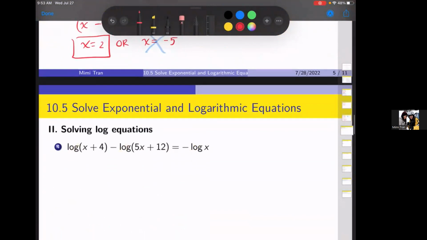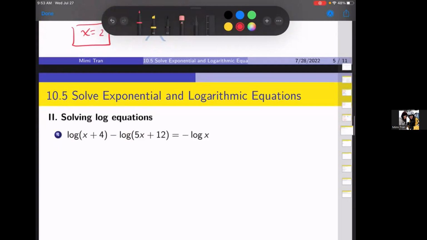So the first thing, I have to combine the left-hand side first, right? If subtraction, so it's going to be what? The quotient rule, right? So it's going to be log, which one on the top? The one that doesn't have the negative going on the top, right? So it'll be log of x plus 4 divided by 5x plus 12 equals. Now, on the right-hand side, I have that negative 1 in front, negative log, same thing as negative 1 times log.